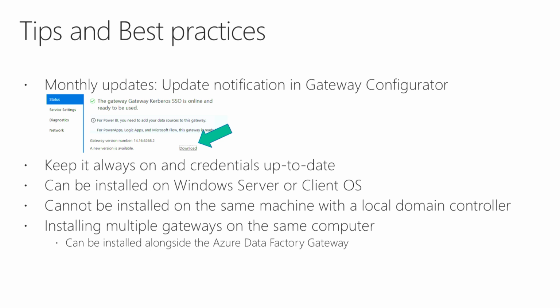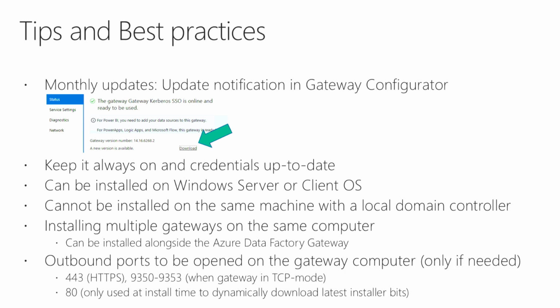You can also install this gateway on the same machine as the Azure Data Factory gateway. And in terms of the outbound communication, we touched on this. There is the HTTPS mode, which would then only use HTTPS communication. By default, it would try to use TCP communication because it has slightly better performance.